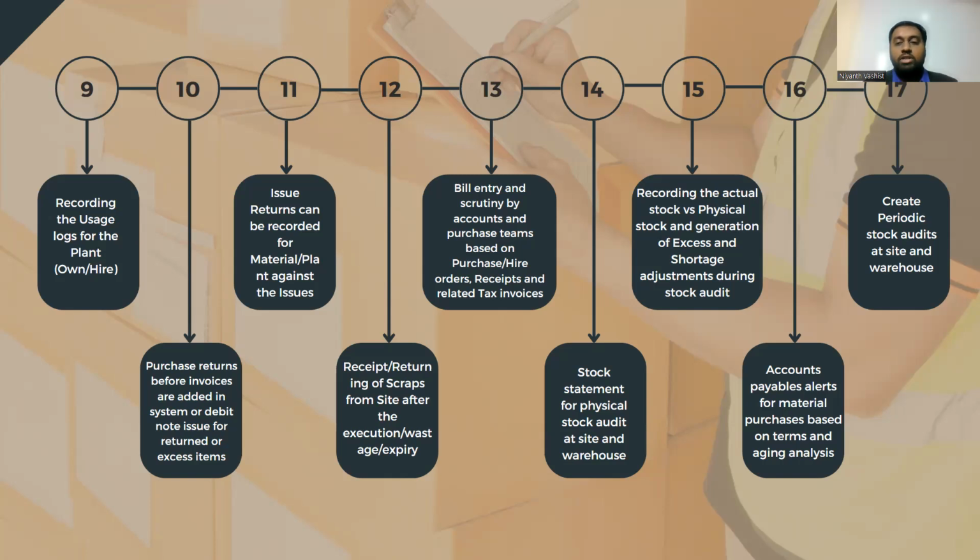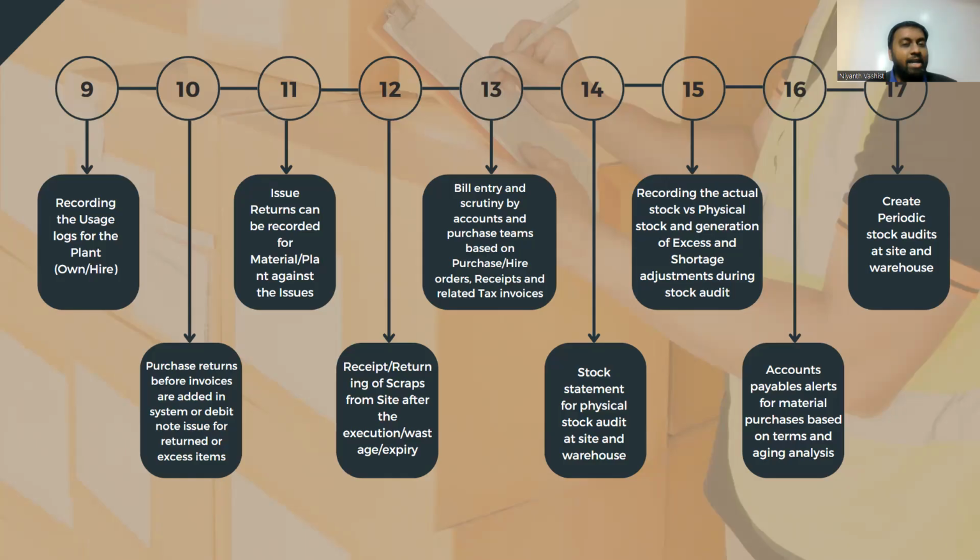Then we look at the accounts payable. So for all the materials purchased, based on the terms and aging analysis. Aging analysis as in terms of stage payment after the execution is done. So some materials will be paid 30 days after the execution is done or 50 days after the execution is done. So all those accounts payable will be based upon the accounts team and the purchase team, and then they will be paying the money to the vendors for the materials.